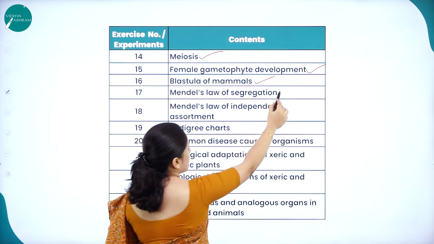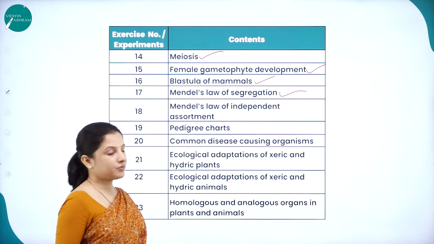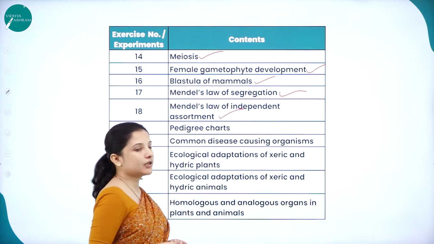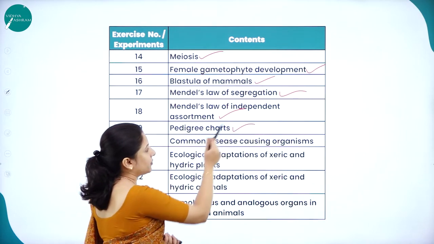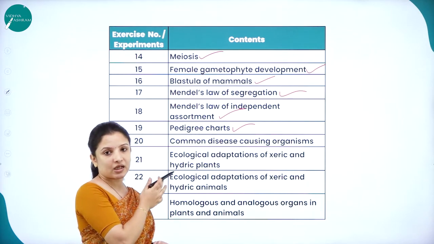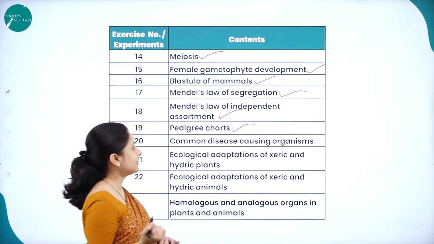Mendel's law of segregation. This you would have studied in your theory. The same thing, you need to do it in the practicals as well. And Mendel's law of independent assortment also, you would have studied about it. Next is pedigree chart. While studying about human health and diseases, there we study about pedigree chart. So the same thing goes on well with practical as well.